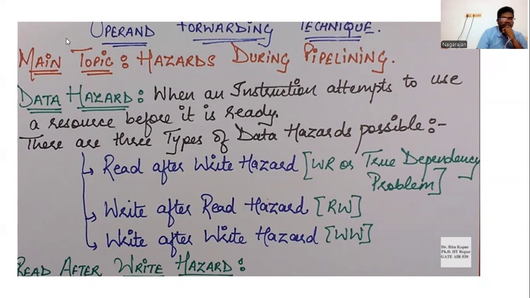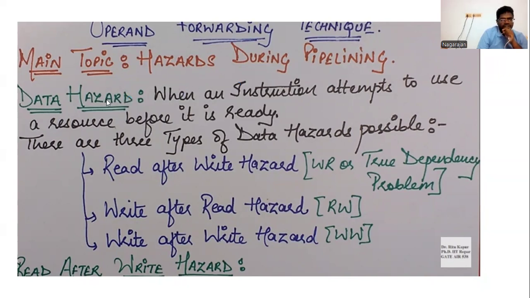Today we are going to continue the topic, that is data hazard. In the previous session I explained what a structural hazard is, with an example. Today we are going to see data hazards with a simple example. There are three types of hazards. Hazards always disturb the performance of the pipeline.